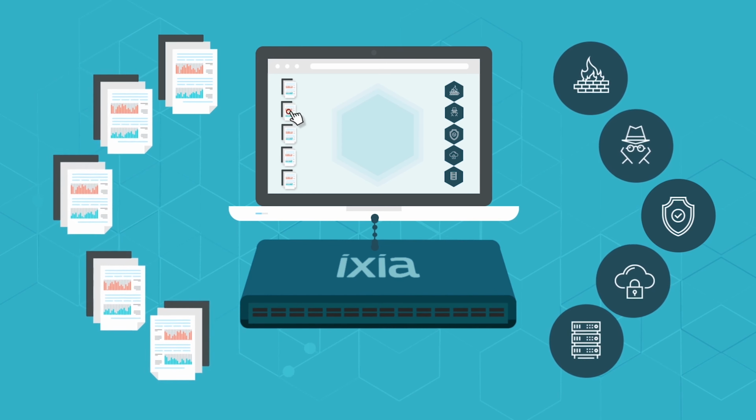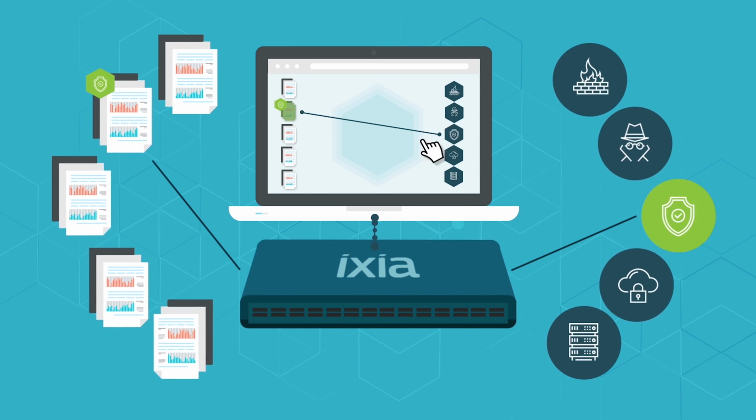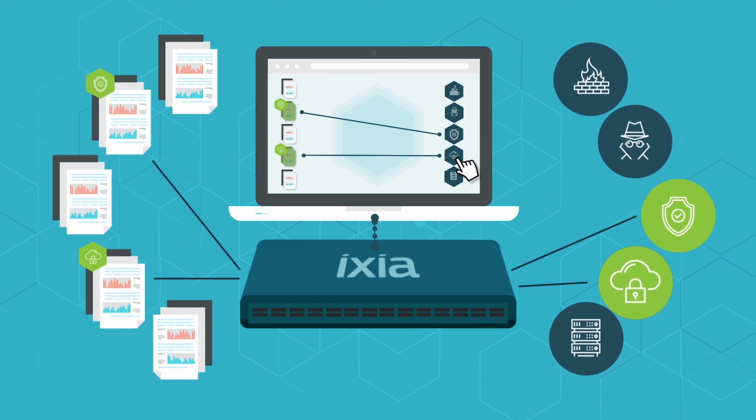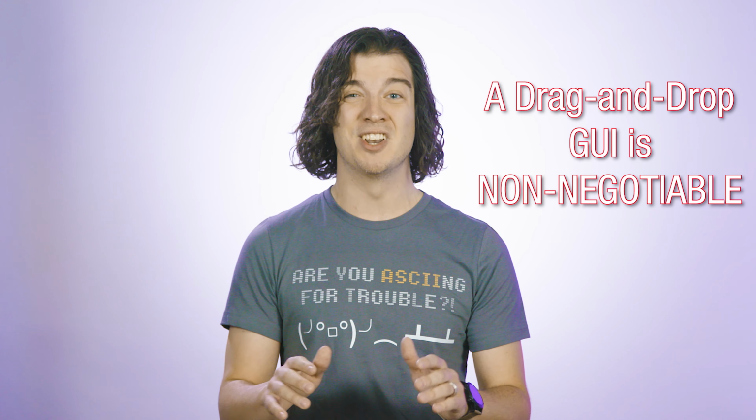Let's take a look at programming a simple filter as an example. Now, with a drag-and-drop GUI, you could set this thing up in just about 3 minutes. Try doing that with your average CLI. So, hopefully, it's now as apparent to you as it was to those Ixia researchers. When it comes to network packet brokers, a drag-and-drop GUI is simply non-negotiable.